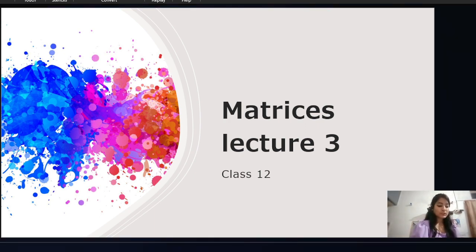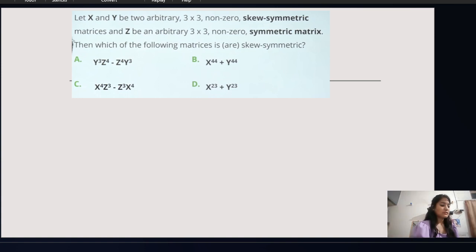So this is the third lecture. The first question is given to us. Let X and Y be two arbitrary 3 cross 3 non-zero skew symmetric matrices and Z be an arbitrary 3 cross 3 non-zero symmetric matrix. Then, which of the following matrices is skew-symmetric? Four options are given to us, and we have to find which option gives us a skew-symmetric matrix.